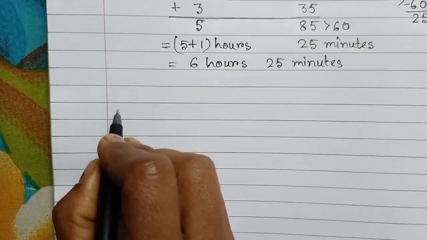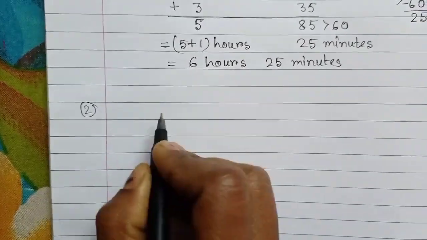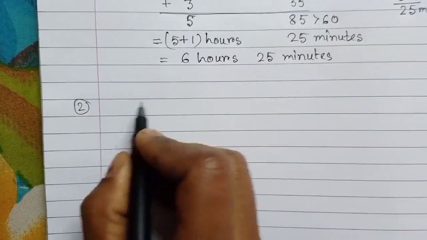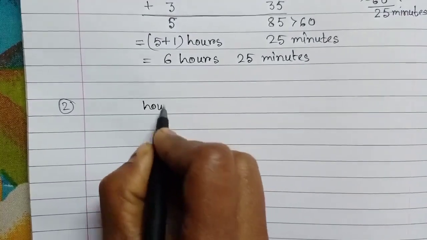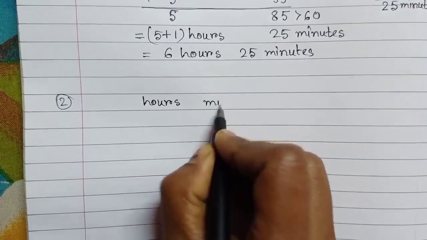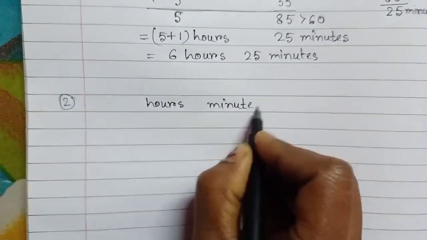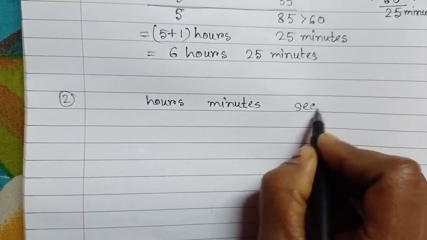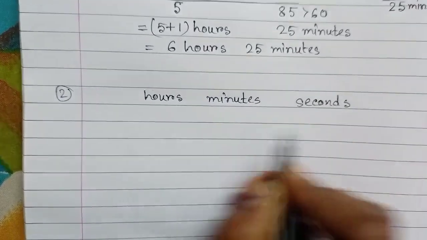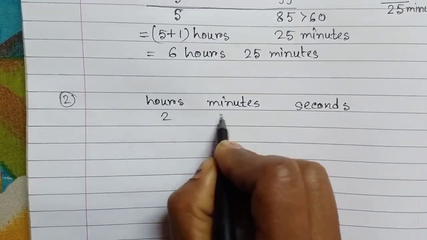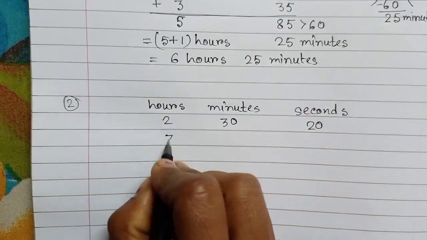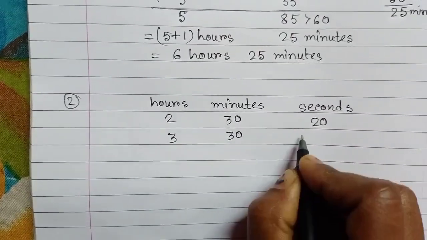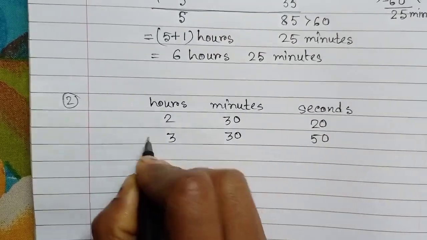Now I will discuss the second problem. Here hours, minutes, seconds. 2 hours 30 minutes 20 seconds. 3 hours 30 minutes 50 seconds.